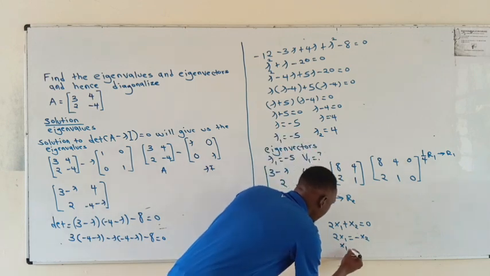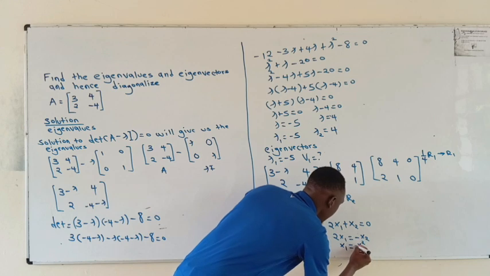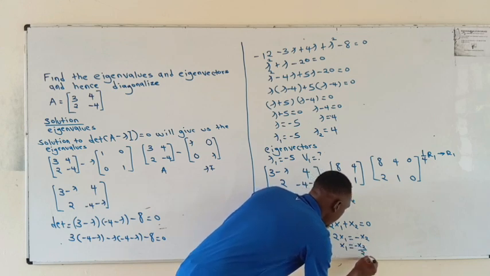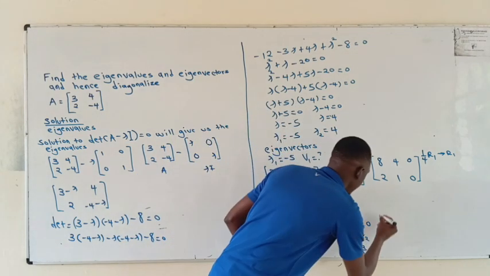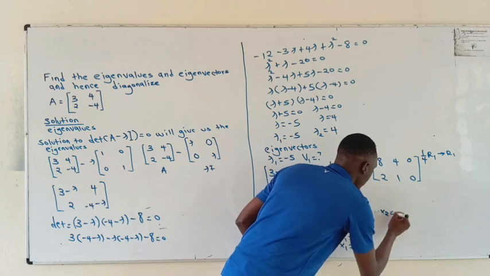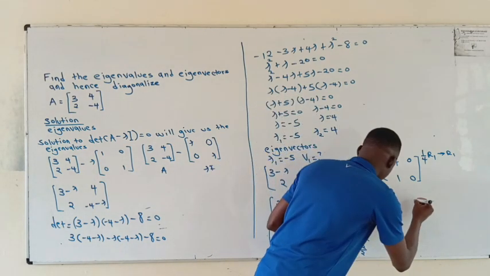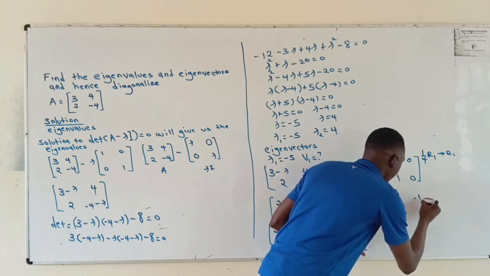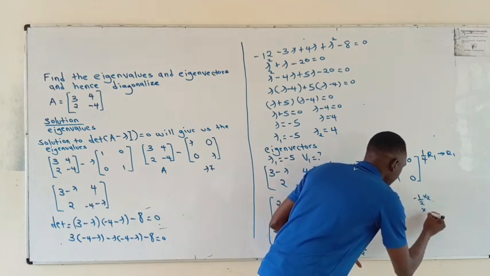Therefore, our x1 is equal to negative x2 divided by 2. And our x2 is x2. Therefore, we have x1 is negative half x2. Our x2 is x2.